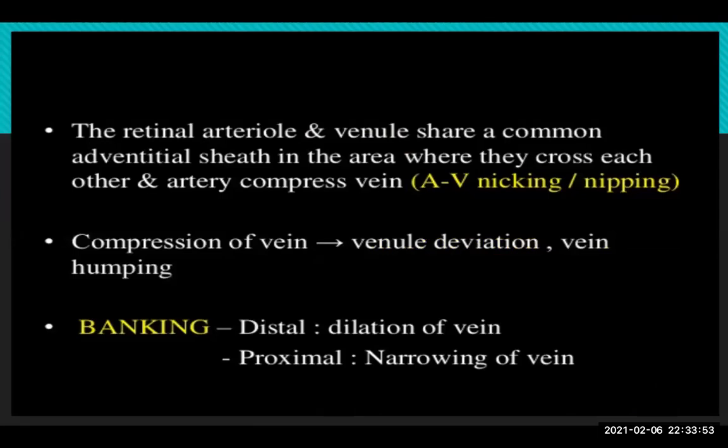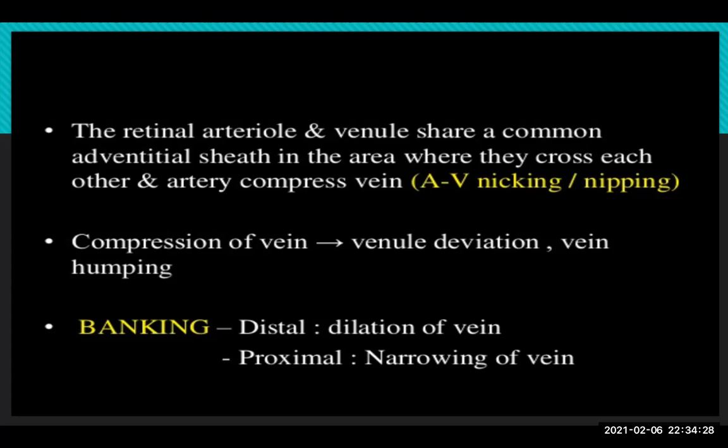The retinal arteriole and venule share a common adventitial sheath in the area where they cross each other, and the artery compresses the vein, which is arteriovenous necking and nipping. I will show it again in the coming photo. Compression of the vein leads to venule deviation and vein humping. Also, one of the signs is banking: distal dilatation of the vein and proximal narrowing of the vein.